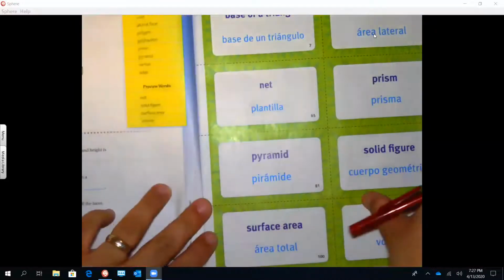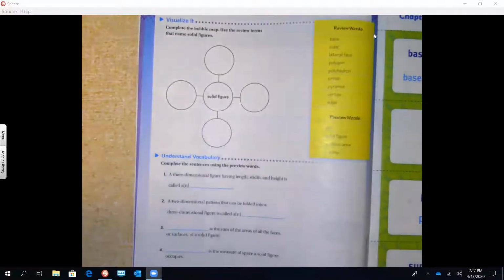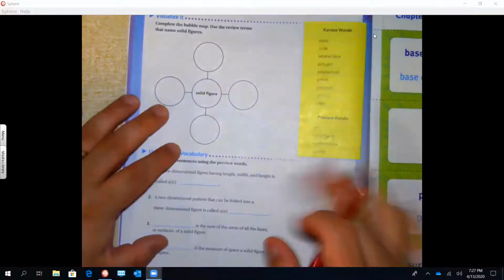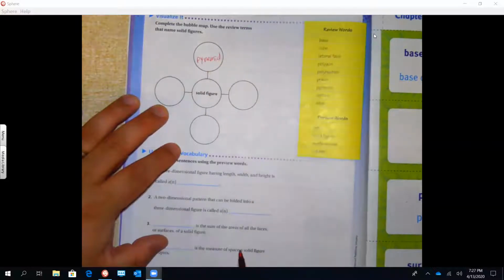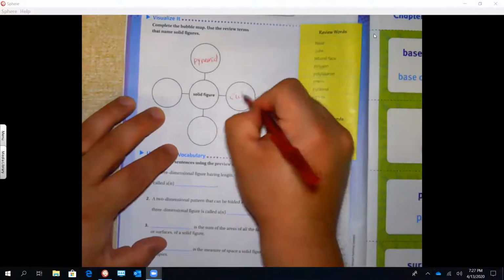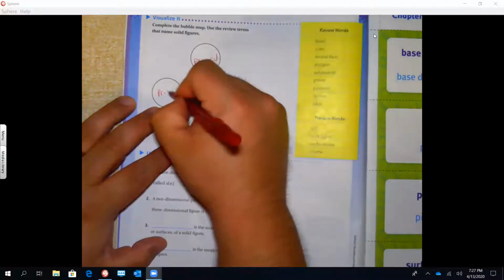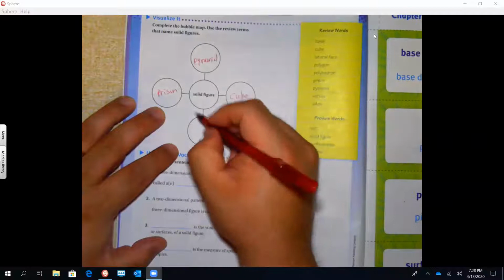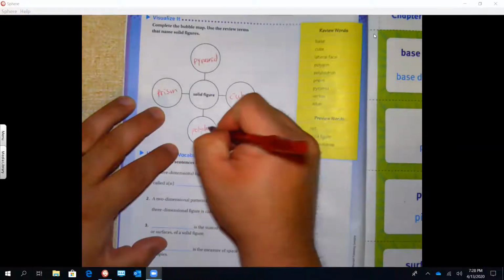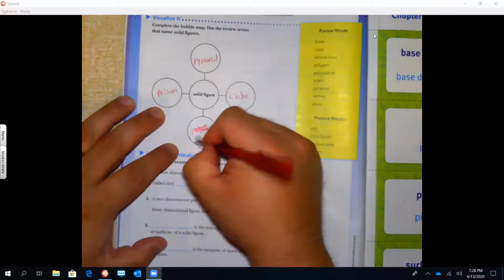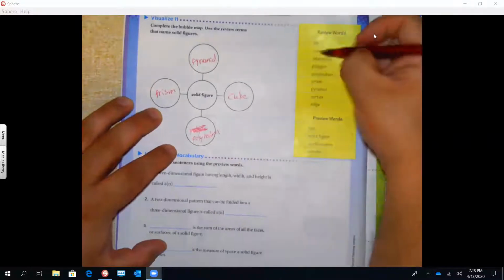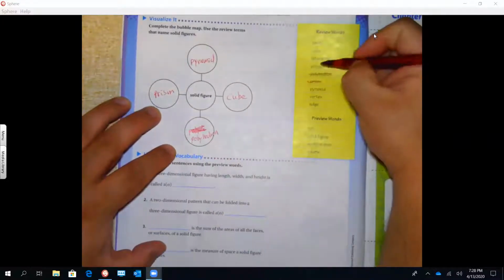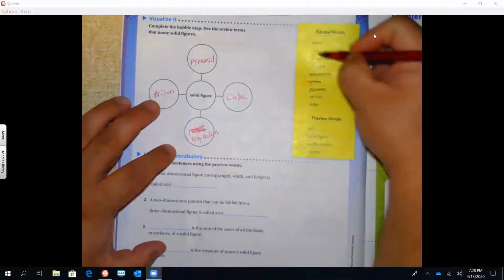Go on to the page. Some key vocabulary words. Let's go ahead and review our key vocabulary words. Solid figures. You have a pyramid, a cube, a prism, and a polyhedron. Oops, spelled wrong. Polyhedron. Yep. Prism, polyhedron, pyramid, and a cube. Okay.